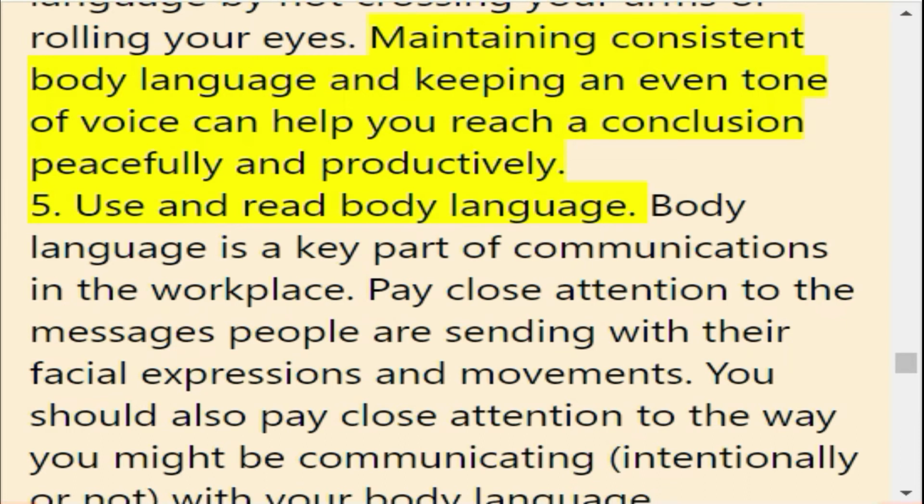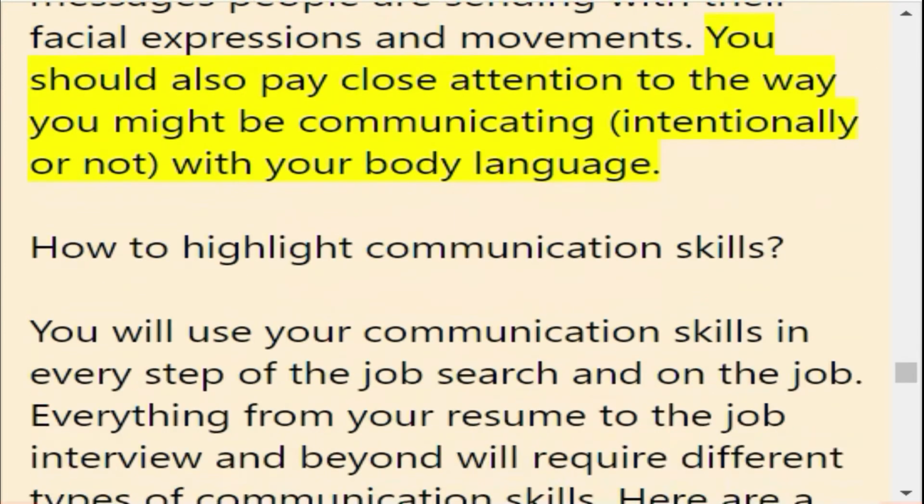5. Use and read body language. Body language is a key part of communications in the workplace. Pay close attention to the messages people are sending with their facial expressions and movements. You should also pay close attention to the way you might be communicating, intentionally or not, with your body language.